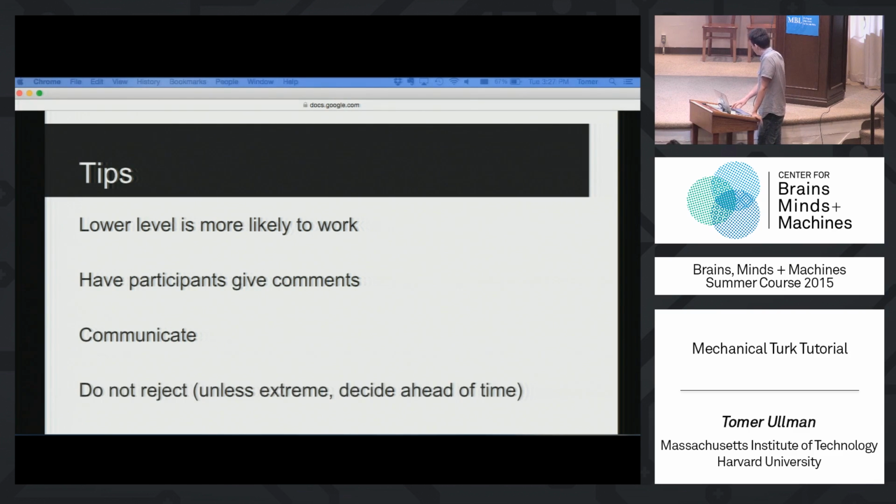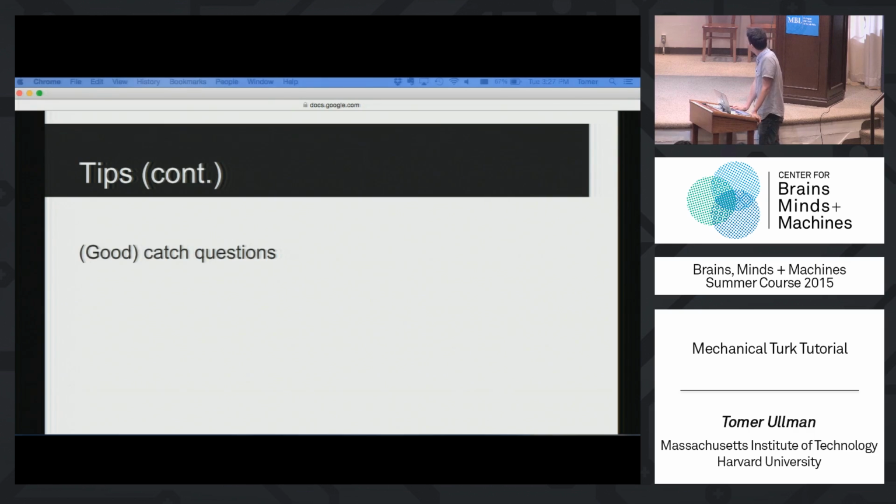Like I said before, don't reject unless it's an extreme situation. Also, decide ahead of time how you're going to reject, okay? Decide ahead of time on a catch question, something I'll get to in a second, and say, I'm going to reject people if they do this, and stick to it. Because otherwise, when it comes time to actually write a paper, you'll say, well, I think I'll try throwing out all the people that did it in under 20 seconds, because I don't think they were paying attention that much. Maybe 30 seconds. Yeah, this task should really take 40 seconds. You get the point, right? Decide ahead of time on the rejection criteria.